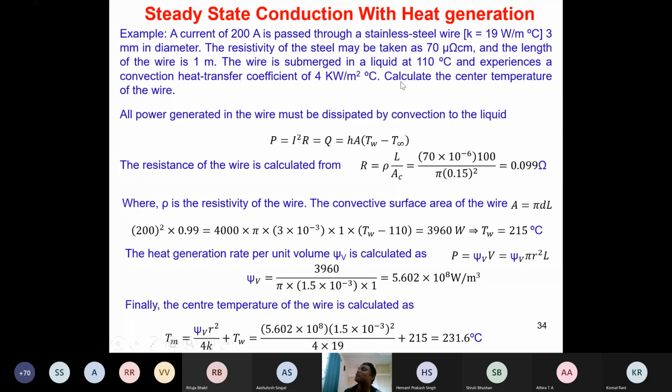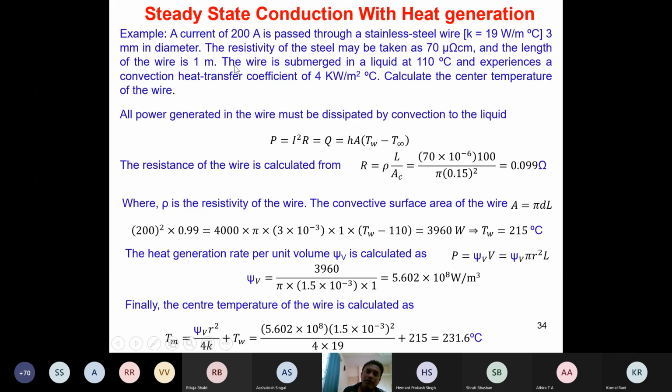Now there is no insulation outside the metal wire. The liquid temperature outside the metal wire will be 110 degrees Celsius. We don't need to solve the temperature distribution in the insulation, what we have seen in the cylindrical case earlier today. Okay, so let us solve this problem.